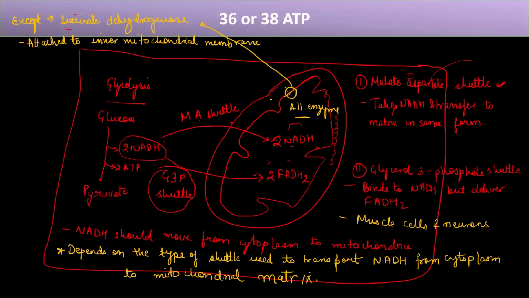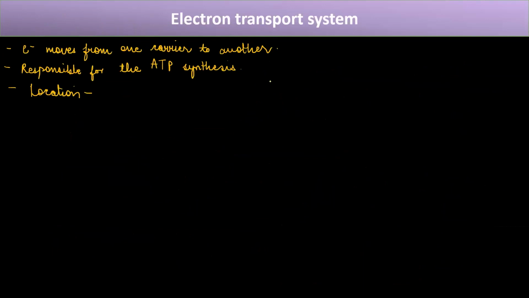Let's get back to the previous figure. This is your mitochondria, right? The electron transport system will be located here, not here, this is the crista, but this part. Something like here. So the location is the inner mitochondrial membrane. The electron transport system is located in the inner mitochondrial membrane.